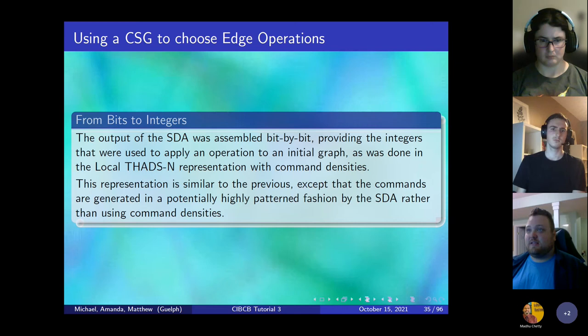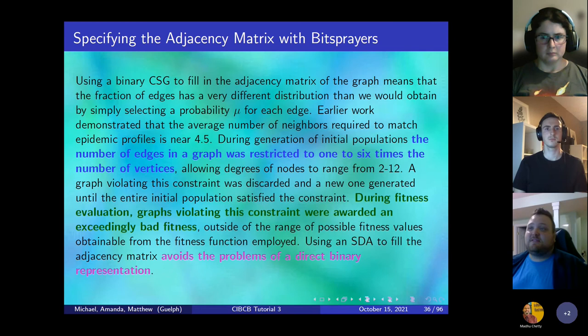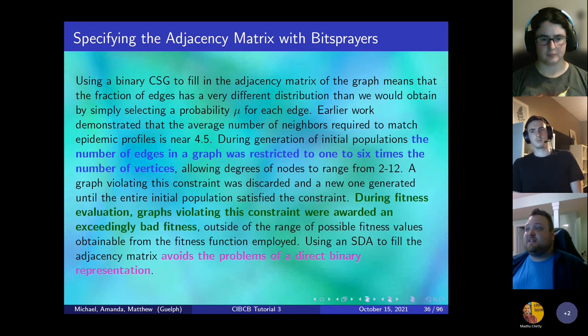And so last but not least, we have the generative representation once again using bit sprayers, but this time we're going to solve the problem that we had in our naive representation. And we're actually going to use the bit sprayers to create adjacency matrices. So using a binary CSG to fill in the adjacency matrix of the graph means that the fraction of edges has a very different distribution than we would attain by simply selecting a probability mu for each edge.